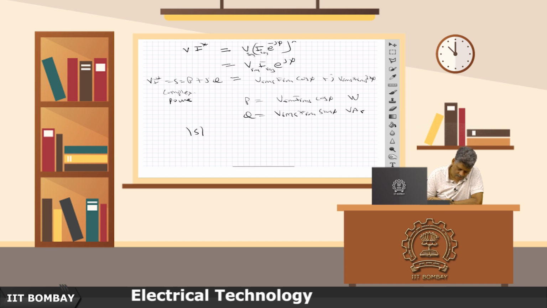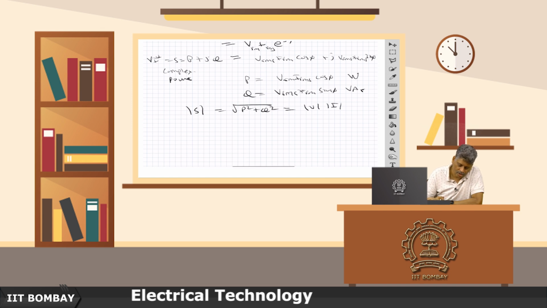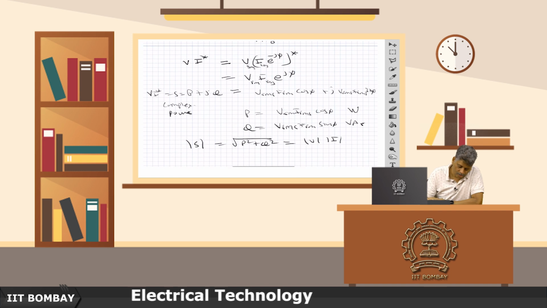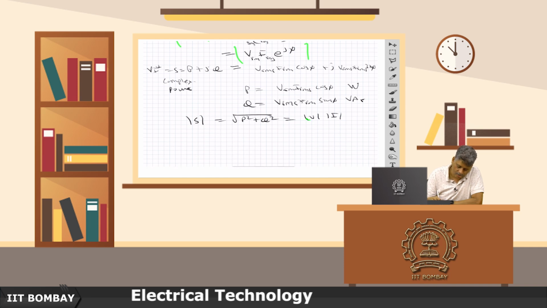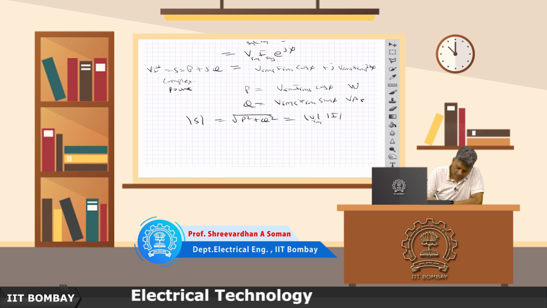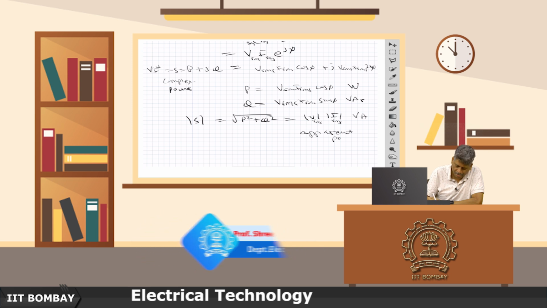The magnitude of this complex power, which is square root of P square plus Q square, is nothing but the modulus of V times I. When I take the modulus of this, it is just Vrms times Irms, in volt amperes. This is known as the apparent power.